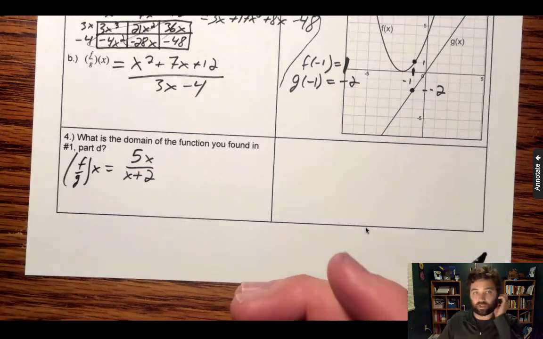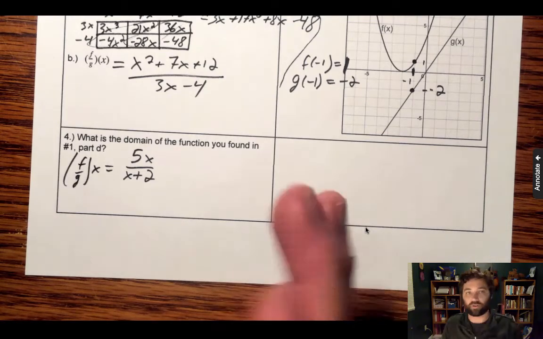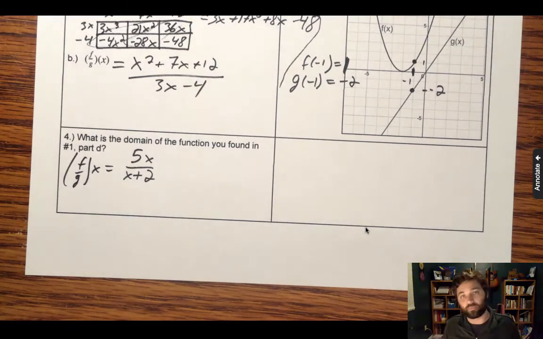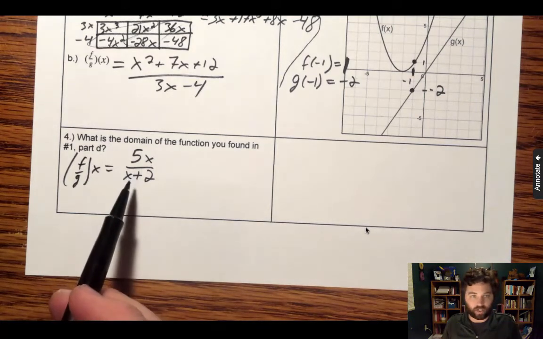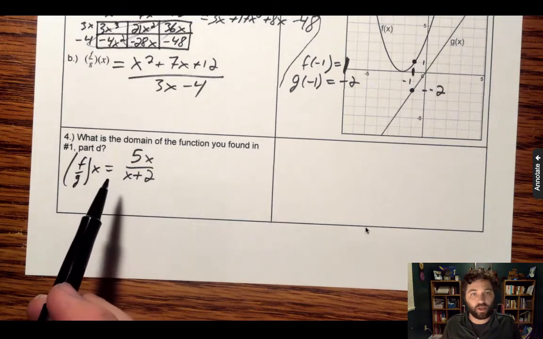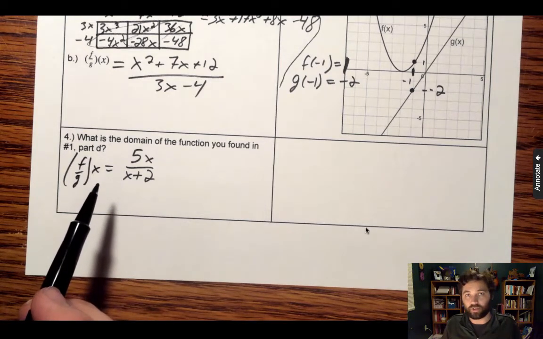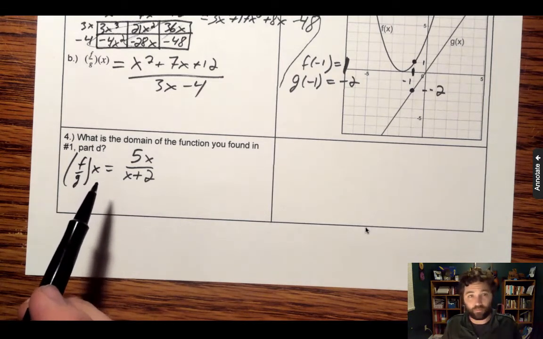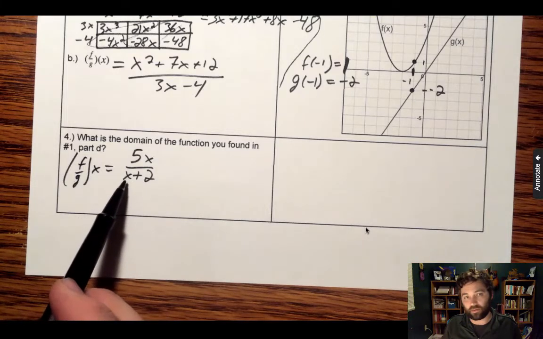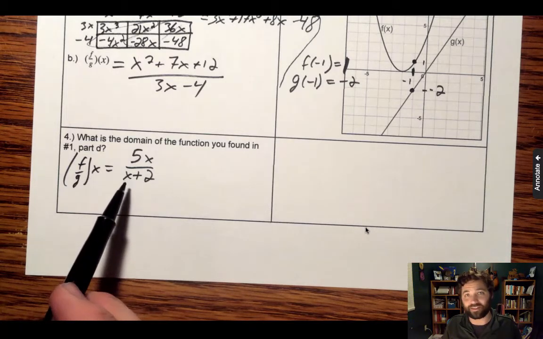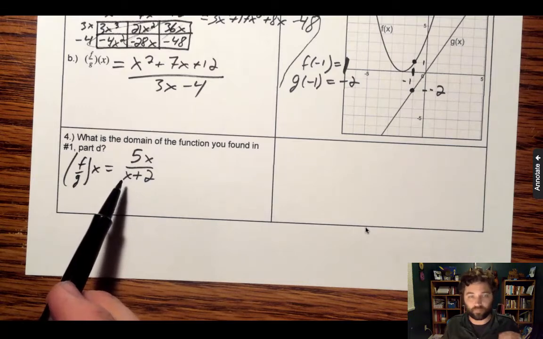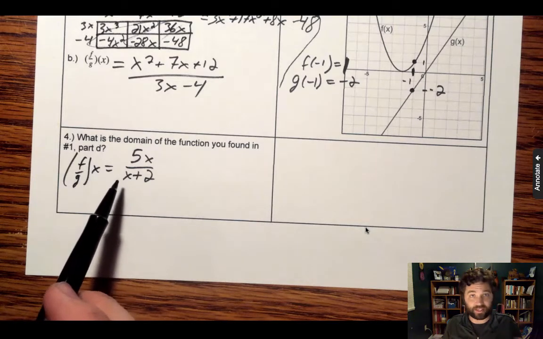Now, one way to figure out what the domain is, is to graph it and look at all of the x values that are covered by the graph. But I'm going to give you a shortcut. I'm going to give you a hint. Functions that are fractions, call them rational functions, will have a domain of all real numbers except for values that make the denominator 0. And this is because we can't divide by 0, right?